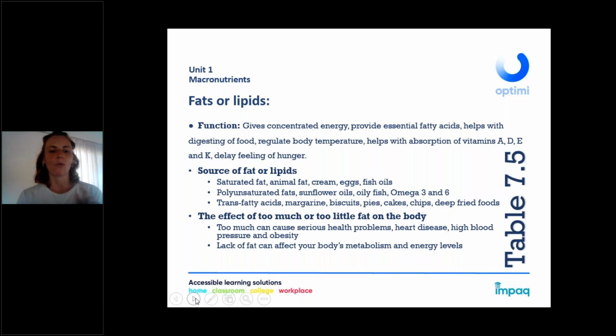But here's the trick. What will happen if you lack in fat? Then your metabolism is being disrupted and your body cannot digest food and your energy levels will be low. So it's so important to have a nice balance. If you don't know how much fat you need to take in, then obviously you can revert back to grade 10, where the food pyramid is, where you need to make sure you know the amount of fat you have to take in every day. Okay, go and have a look at table 7.5. It's a good summary of fats and it will give you good insights on it.